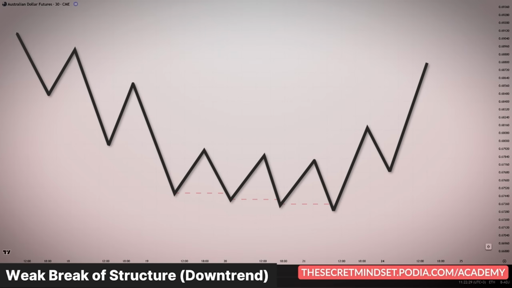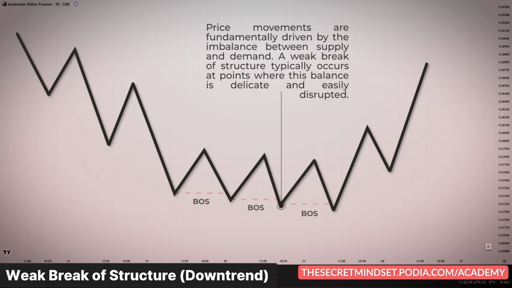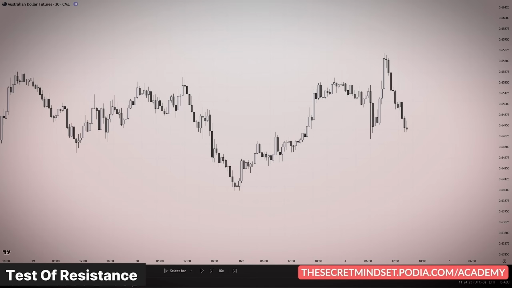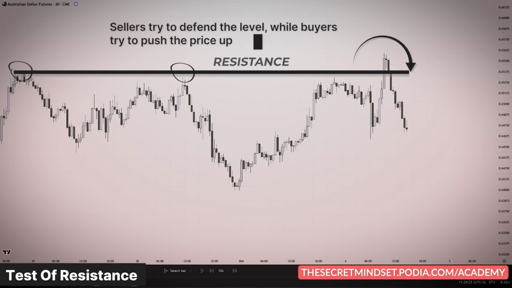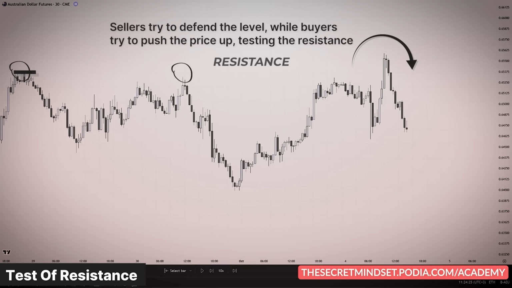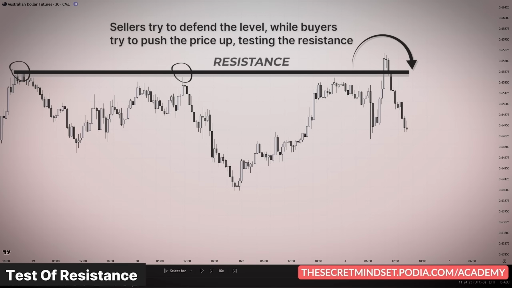In any market, price movements are fundamentally driven by the imbalance between supply and demand. A weak break of structure typically occurs at points where this balance is delicate and easily disrupted. Consider a scenario where a price level has historically acted as resistance. As prices approach this level, sellers begin to dominate the market, believing that the level will hold and prices will drop again. Buyers, on the other hand, push the price up, testing the resistance. If the buying pressure is strong enough, it might initially break the resistance level.